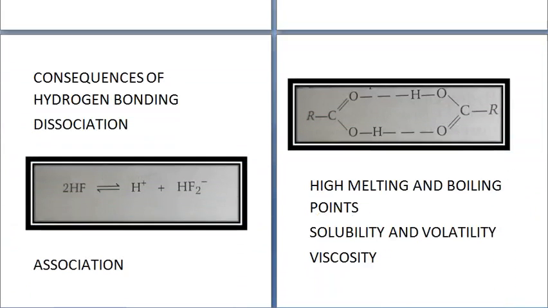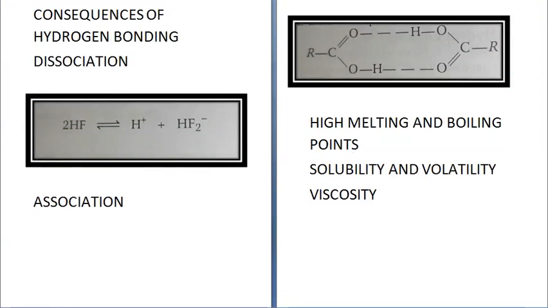Now we come to the consequences of hydrogen bonding. The first consequence is dissociation. When hydrogen fluoride is dissolved in water, it dissociates to give the difluoride ion in place of the fluoride ion. It is due to hydrogen bonding. See here, on dissociating, it gives H plus and HF2 minus instead of F minus. So this is one impact of hydrogen bonding. Second is association.